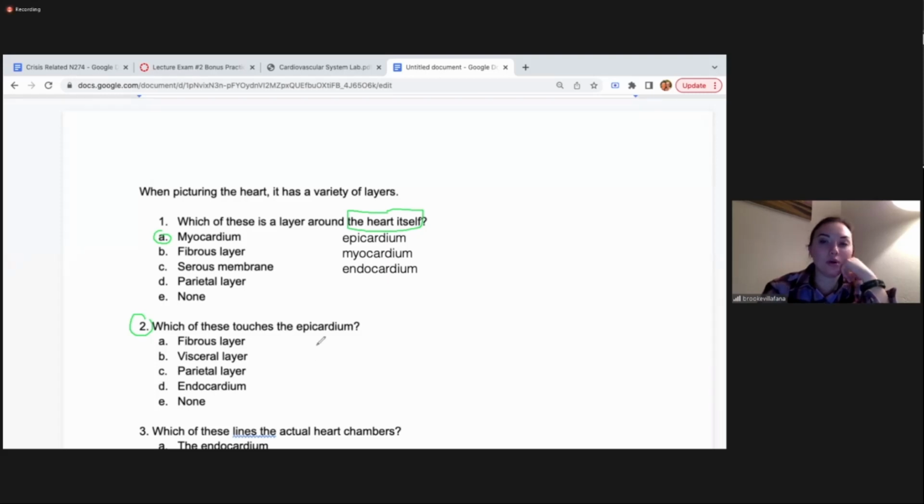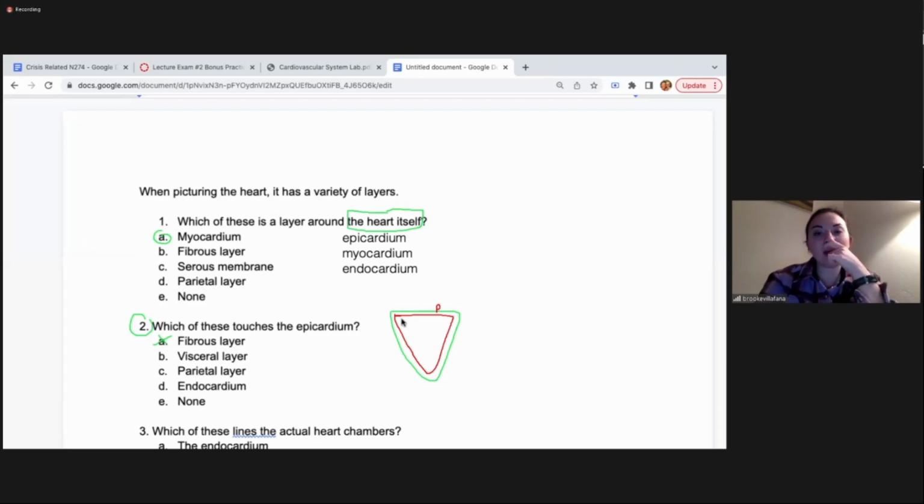Good. So the epicardium is not directly touched by the fibrous layer. That's the one that's all the way outside. But we know that the next layer, we kind of picture our layers. So there's the fibrous layer, and then the next layer in, we've got that parietal layer. So I'm going to write P. And then the next one in is the visceral layer.